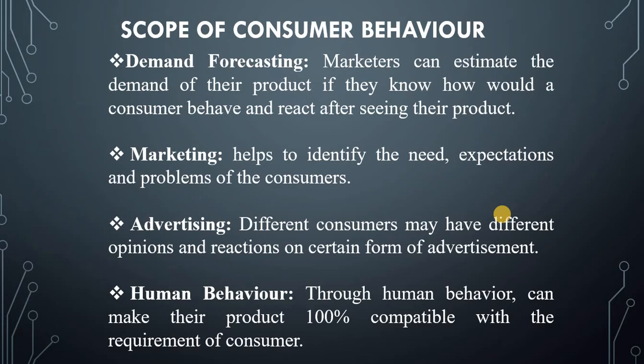So it's easy for us to get the product what the consumer wants if we analyze consumer behavior. Through human behavior we can make a product which is 100% compatible with the needs of the consumers. What they buy, which product they buy, what features they want can be grasped by the company or marketers, and they can design the product accordingly. So this is the scope of consumer behavior.